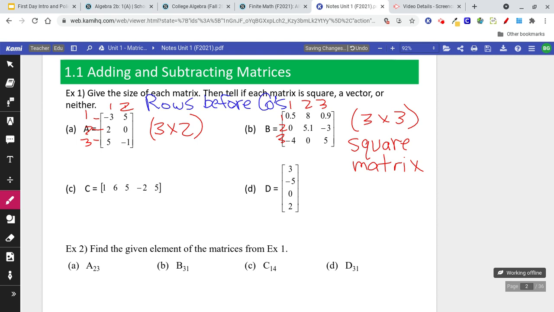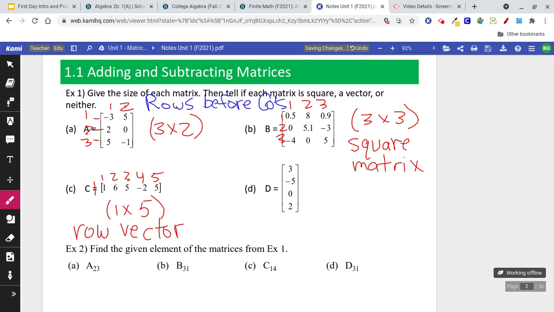Part C is going to be a vector, but keep going the same. Look, there's only one row, but there's 1, 2, 3, 4, 5 columns. The size of this is a 1 by 5, and this is a vector. But specifically, since it's just a row, we're going to call it a row vector. A vector is going to be just a single row or just a single column.